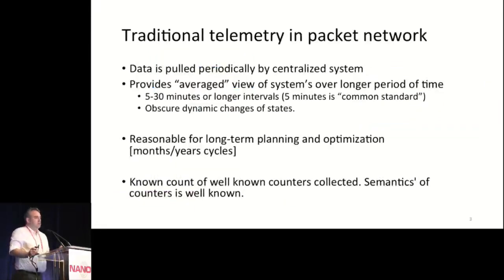Traditionally, how we do telemetry today is that we poll the data, we take it over some intervals, which is typically 5 minutes or more. And this way, we obscure the dynamics. We obscure the short-lived events. We just see the network on average. And that's reasonable for long-term planning, for a slow-changing environment.